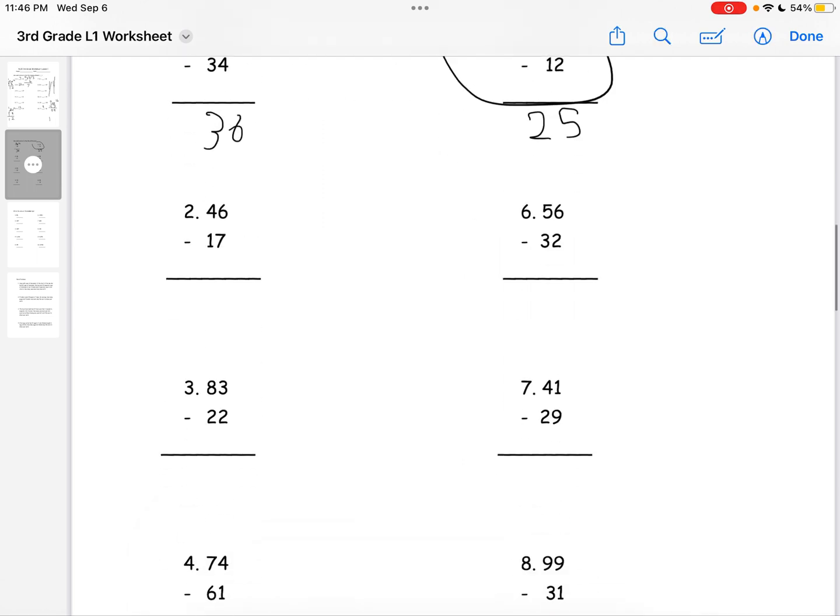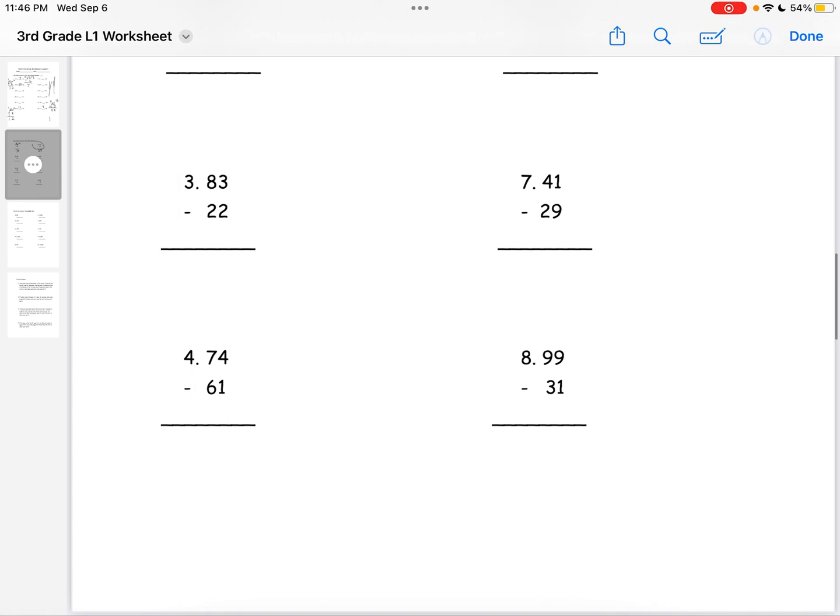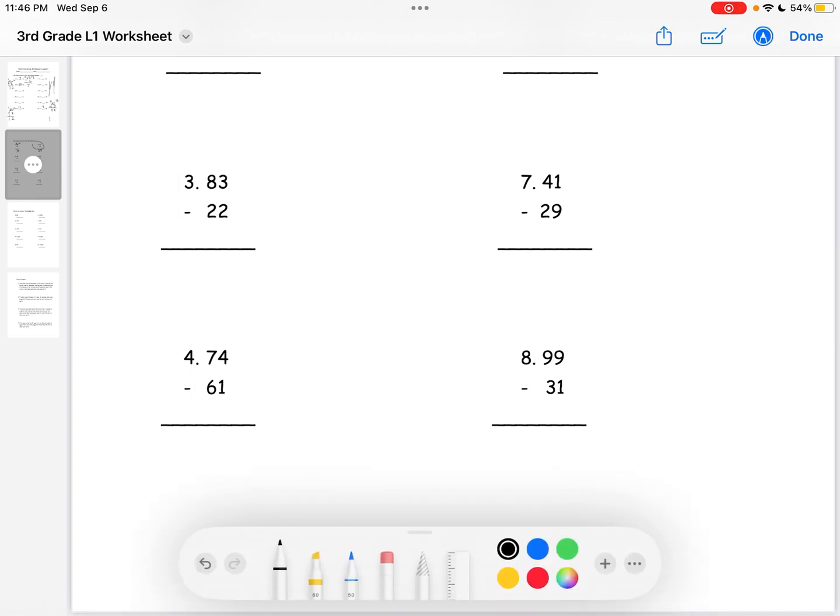We'll do one more here. We'll do number 8. So we'll do 9 minus 1 first, which equals 8. 9 minus 3 is 6, easy, 68.